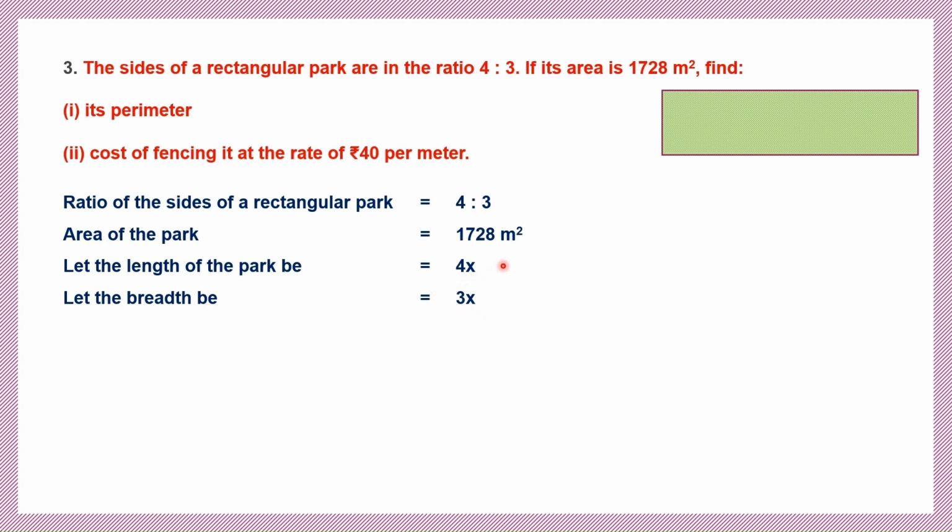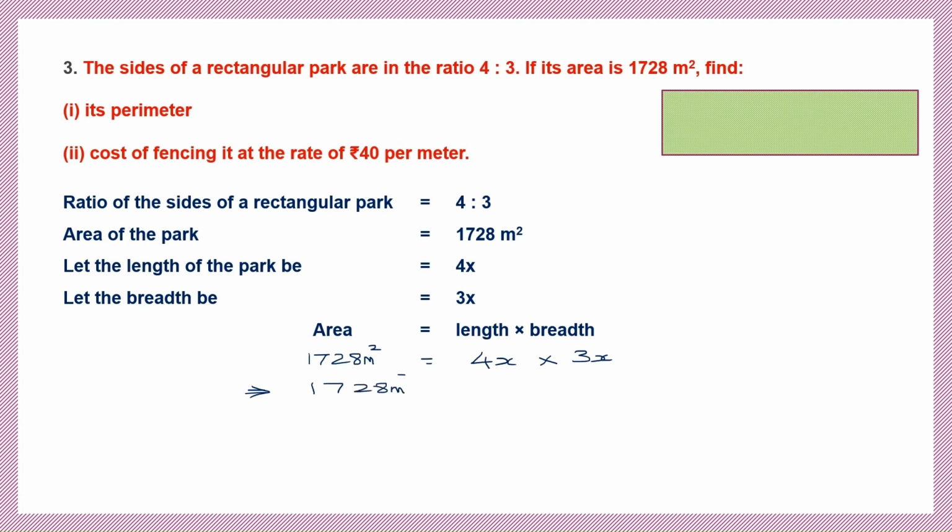So now we're going to consider length as 4x and breadth as 3x, and we know the area of the park. So let's use the formula to find the area of the park, which is area is equal to length into breadth. Let's substitute all these values and find the value of x. So let's do that. Now area is given to us, 1728 meters square. Length we said let it be 4x and breadth we said let it be 3x. So now this is an equation.